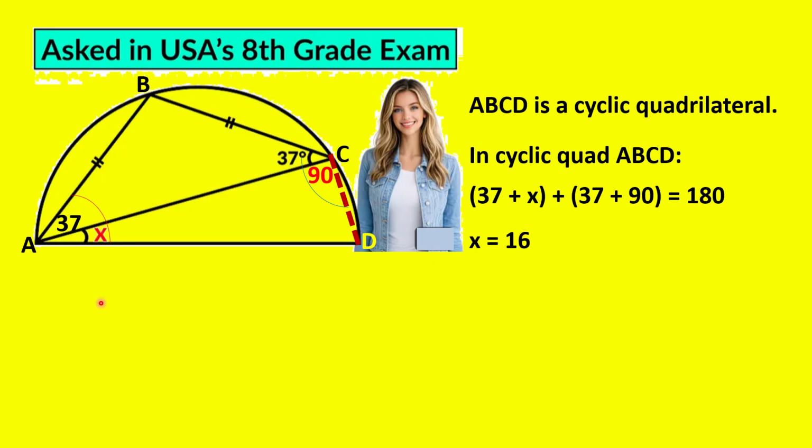So all that we needed was angle in a semicircle is a right angle, one rule, and the second rule, opposite angles of a cyclic quadrilateral are supplementary. These are the only two principles you needed to apply. So x equal to 16 degrees.